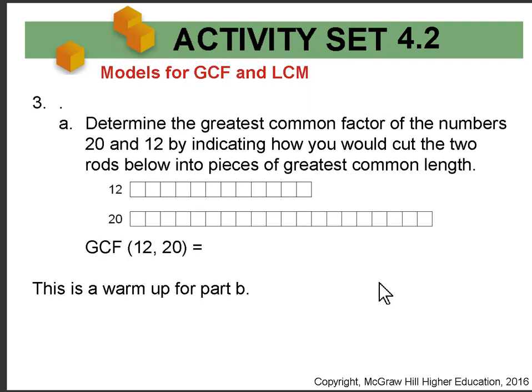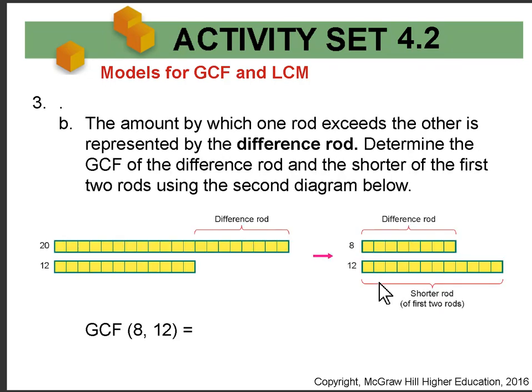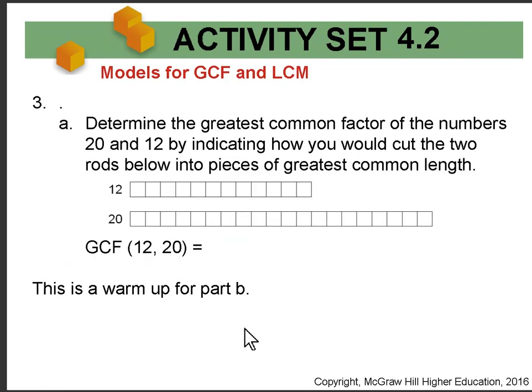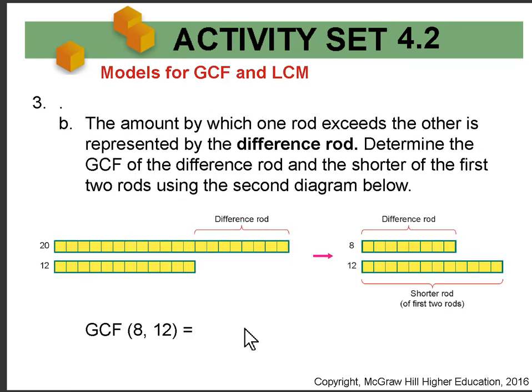In question 3, we get the greatest common factor of 12 and 20 and just sort of set that aside in our head. That's a warm-up for part B. In part B, we look at the difference between 12 and 20. So you can see that 20 is 8 longer than 12. And if you look at the rod made up of that difference, the difference rod 8 and the shorter rod 12, then you can find the greatest common factor of 8 and 12, which you'll immediately notice is the same as the greatest common factor of 12 and 20.